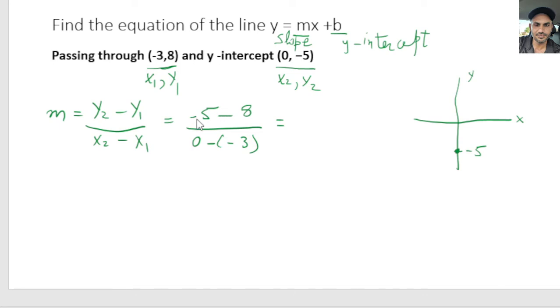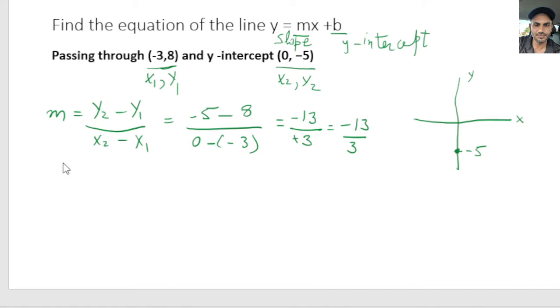Okay, on the top we have -5 and -8. So when we have two negatives, they add up, so that's -13. In the denominator we have 0 minus -3, so this becomes a negative times a negative, which is +3. So it becomes -13 over 3. That is the slope of this line. So m equals -13 over 3.